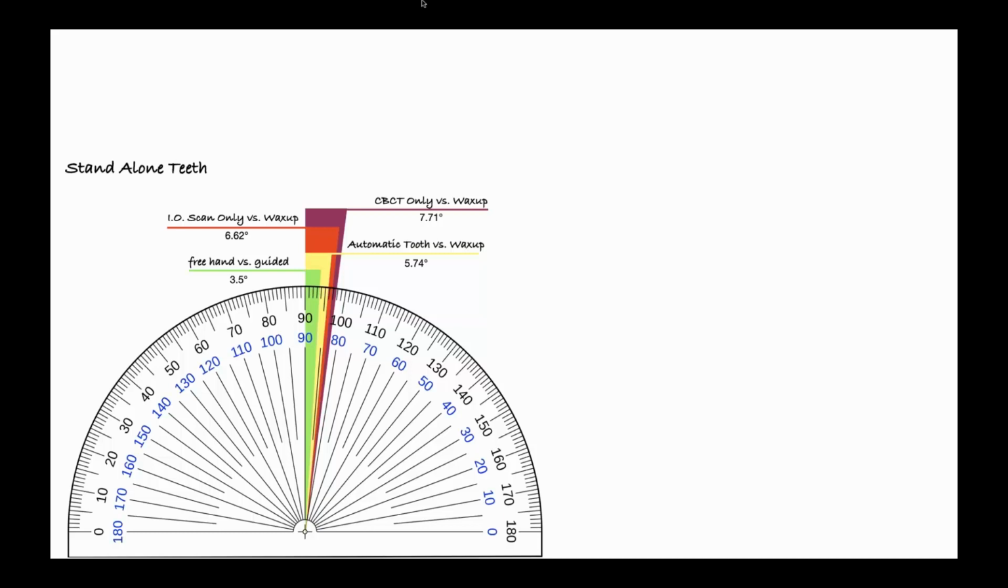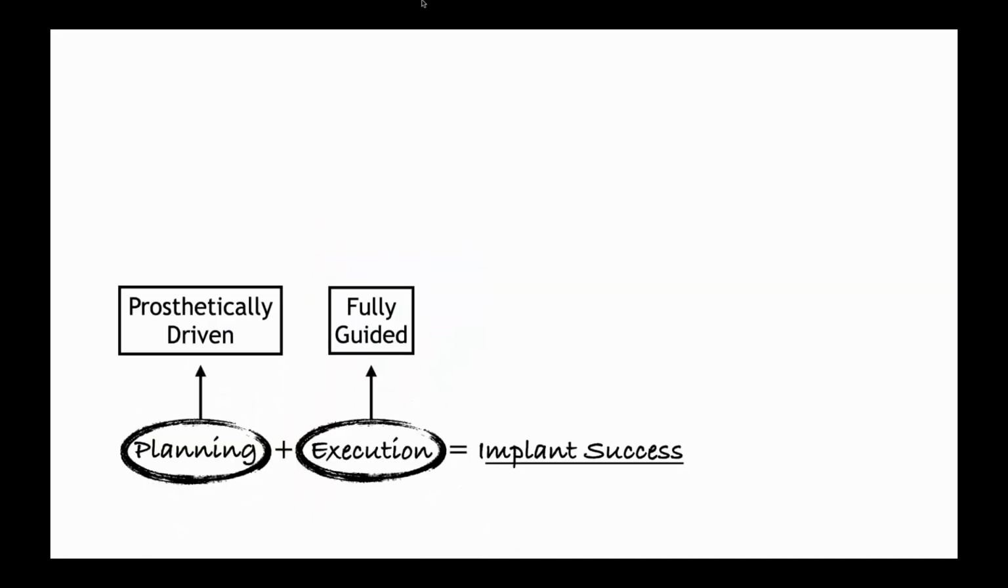So I'll go, again, in detail and show you the process that we've come up with, that we teach, to get the most likelihood of success for guided implants. And this is kind of the formula, right? Having a prosthetically driven plan with fully guided implant execution, to me, is the formula for implant success. Now, what are the tools that we need to make that happen?